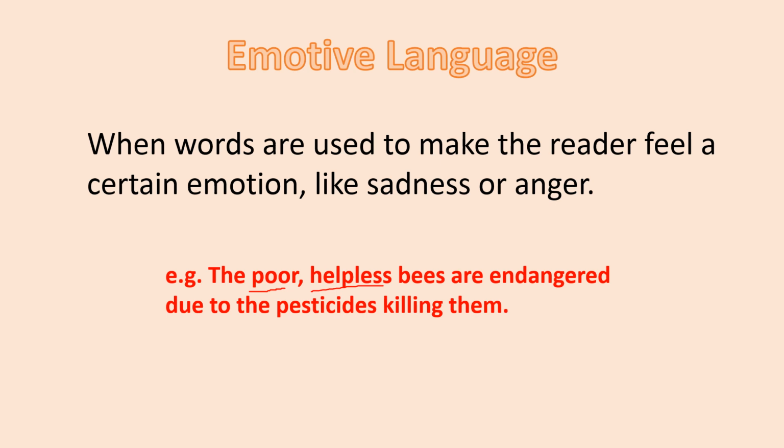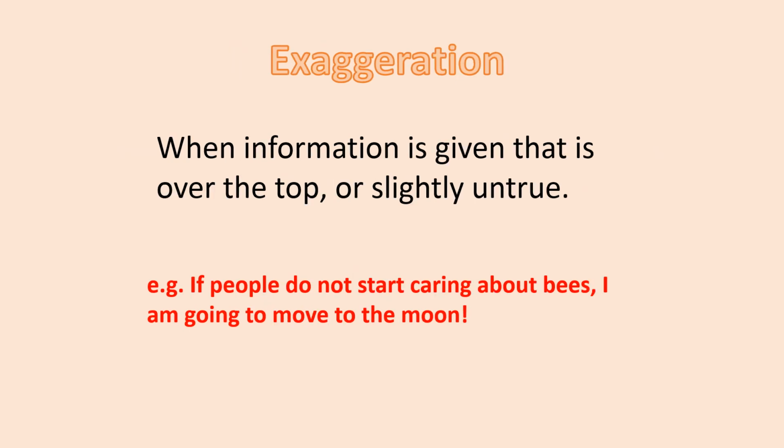Now, can you come up with your own sentence using emotive language to talk about the bees, something about the bees that you can use in your information leaflet? I want you to write it down. Great job, everyone. Exaggeration. When information is given that is over the top or slightly untrue.